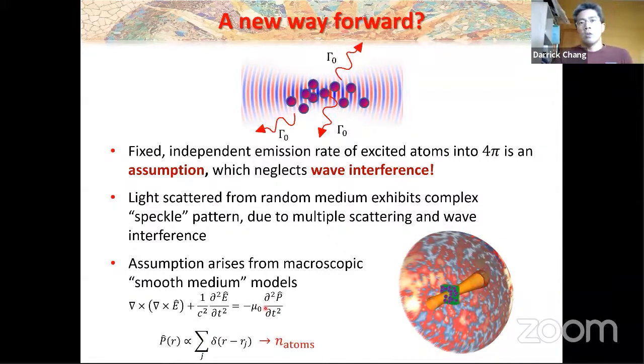So what we tend to do, both in quantum and in classical electrodynamics, is to say that that granularity can be smoothed out, and my atoms can just be treated as a smooth density. But when you view this picture here, it's clear that to get this complicated speckle pattern, to get this interference, you really have to include the atomic granularity.